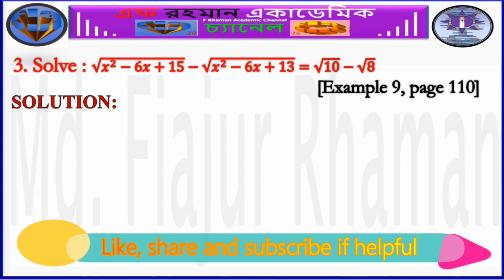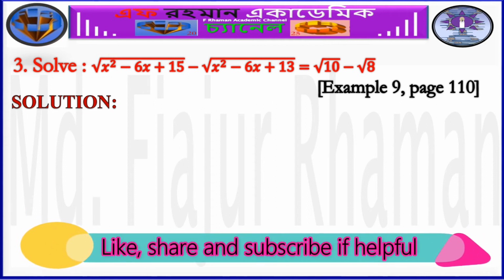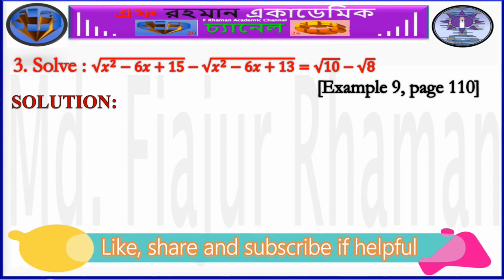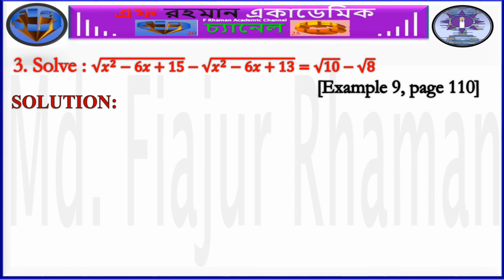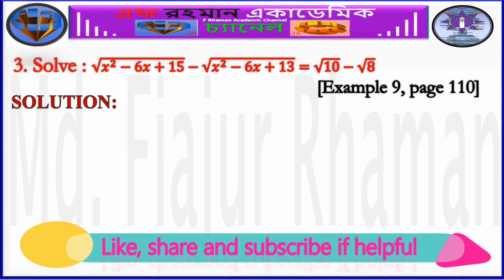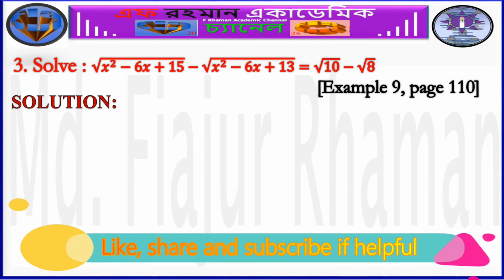Question 3. Solve square root of x square minus 6x plus 15 minus square root of x square minus 6x plus 30 is equal to square root of 10 minus square root of 8. This equation contains 4 terms. There is only one sum containing 4 terms in your book. In case of such an equation, both sides should be equally distributed. Let us start to solve. Solution.